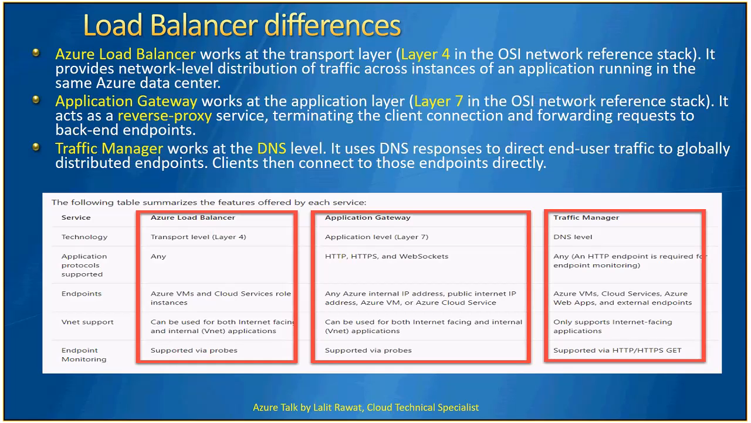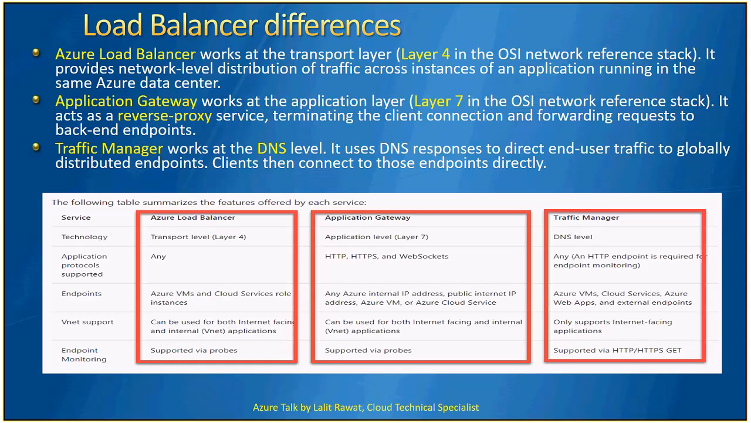And here is a comparison chart between these three components: Azure Load Balancer, Application Gateway, and Traffic Manager. The Azure Load Balancer works at layer 4, which is the transport layer, the TCP layer. Application Gateway is layer 7. It only supports HTTP, HTTPS, and WebSocket. It doesn't support FTP or any other protocol.